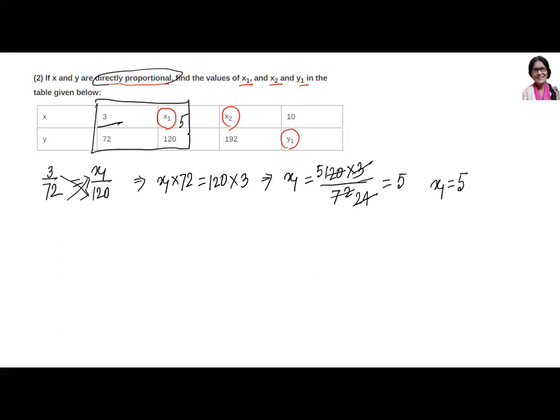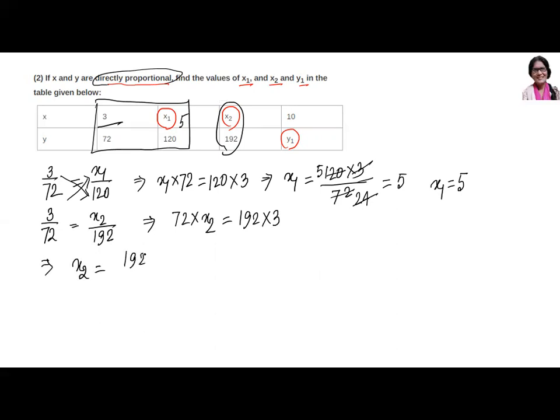Next, coming to x2. Same ratio, 3 by 72. Then I'll equate with the second one, which is x2 upon 192. Then again cross multiplication. I'll get 72 into x2 is equal to 192 multiplies 3, or x2 is equal to 192 multiplies 3 by 72. Divide by 3, 24. 24 times 8 is 192. So x2 is equal to 8.